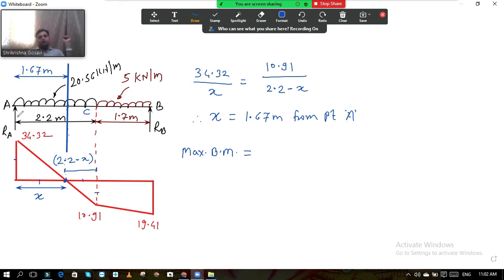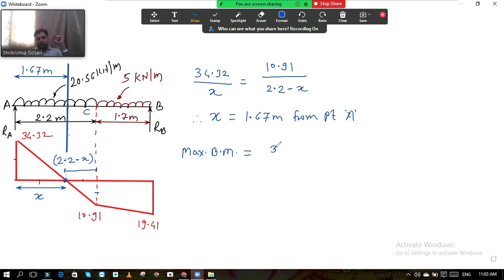Now whenever a force and a reaction, I am particularly talking about force and the reaction, I am not talking about the couple or applied external moment. Remember this: whenever a reaction or a force is moving upward, it should be considered positive while taking the bending moment. And whenever a force or the reaction is moving downward, you should take it as negative while calculating the bending moment. Now RA is moving upward, so it should be plus.